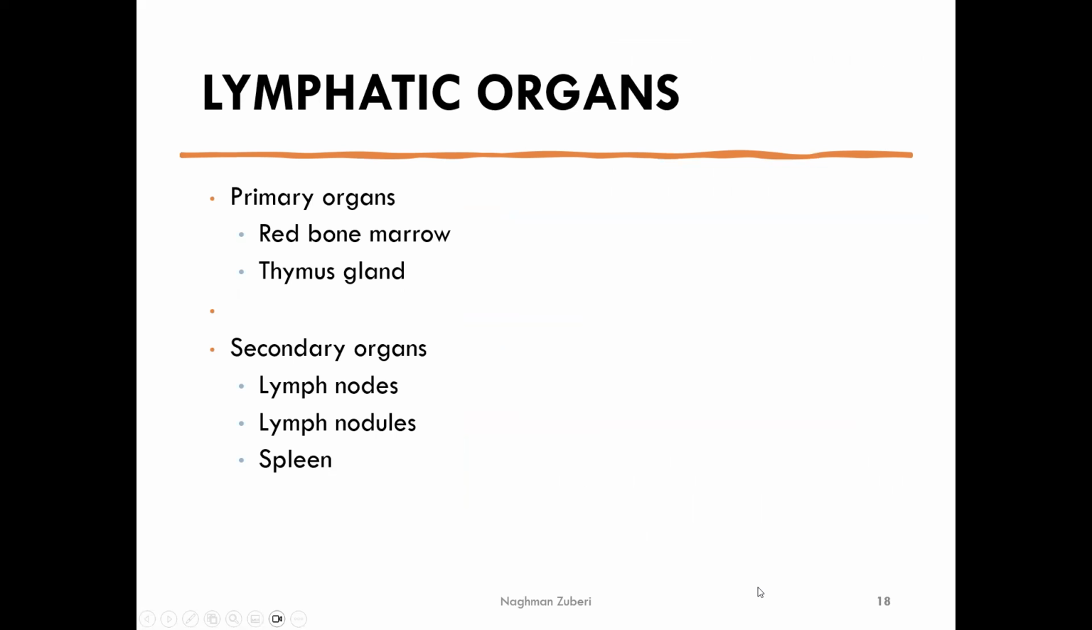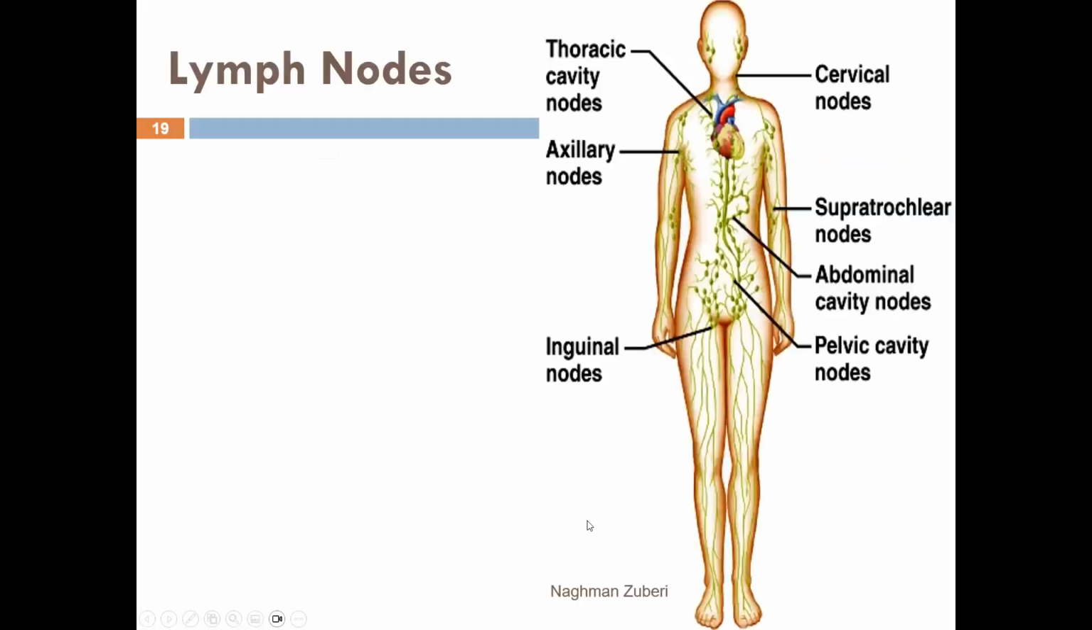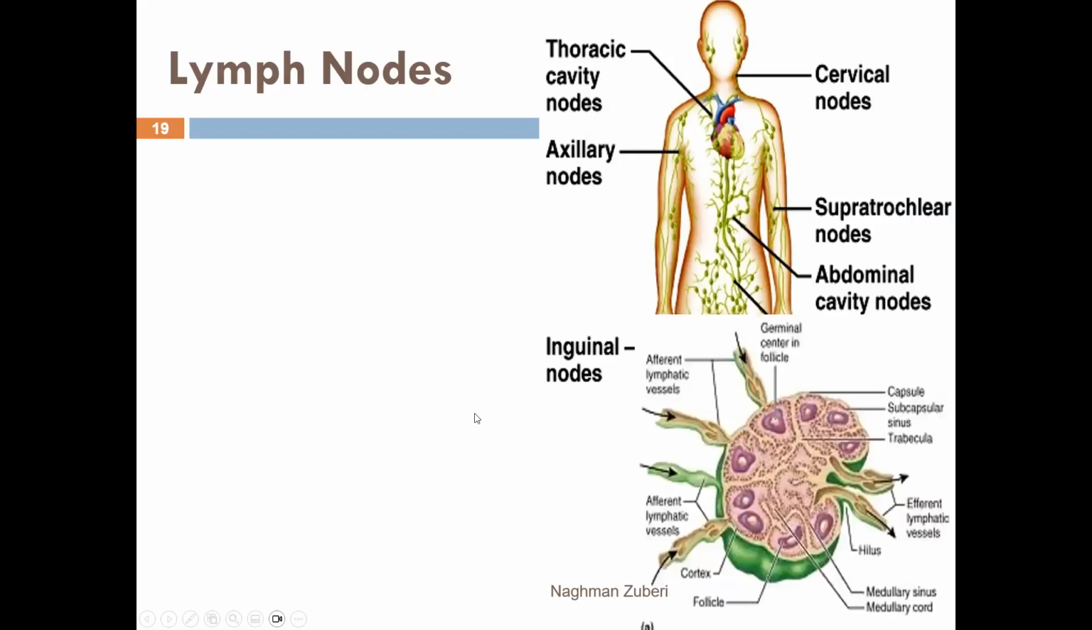Then comes the lymphatic organs. There are two major types of lymphatic organs, the primary organs and the secondary organs. Red bone marrow and thymus, these are the primary organs, and lymph nodes, lymph nodules, and spleen, these are the secondary lymphatic organs. Then comes the lymph nodes.